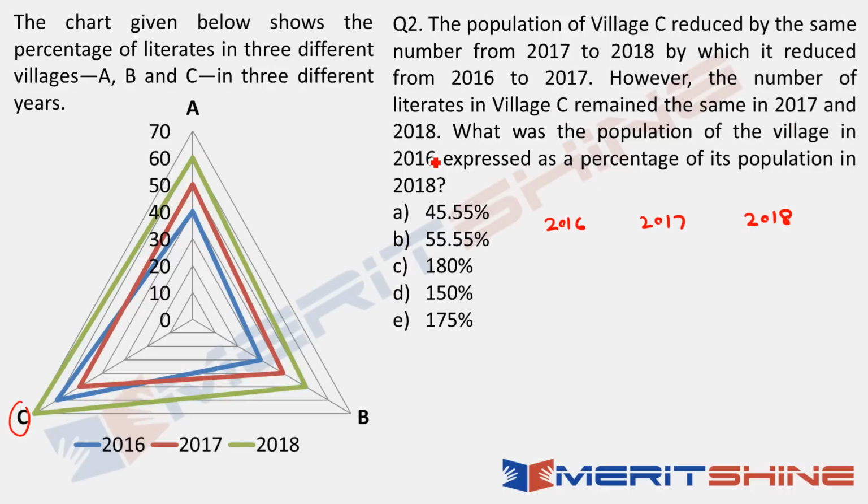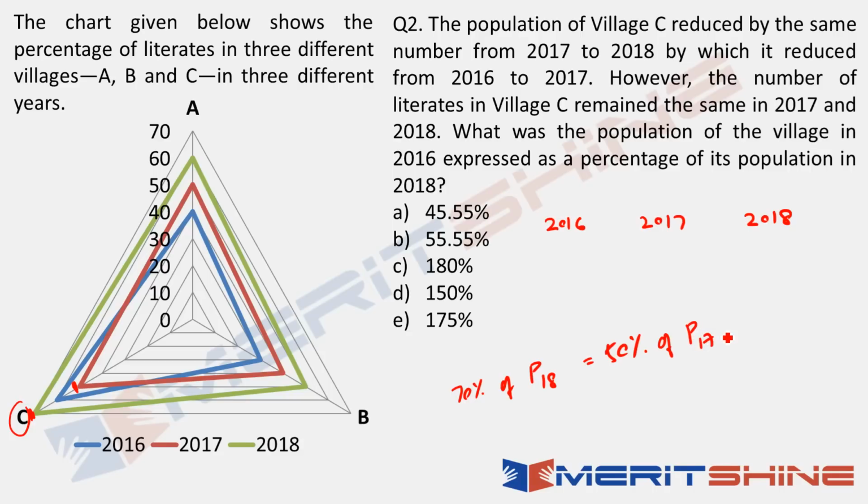Now it's simple data here. We'll stop here. The number of literates remained the same in 17 and 18. So this is 50% in 17, and 18 is 70%, right? So what it's basically saying is, you'll not write it. I'm just doing this for explanation. Can we say that 70% of the population in 2018 is equal to 50% of the population in 2017? Isn't it? It's like that, because the number of literates is same.